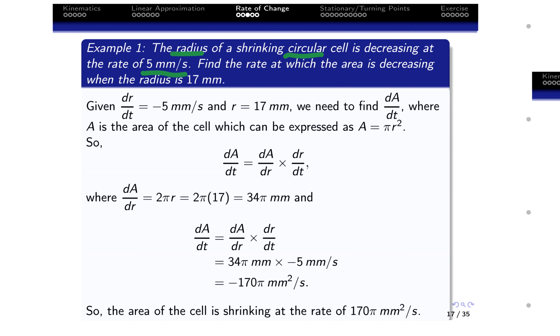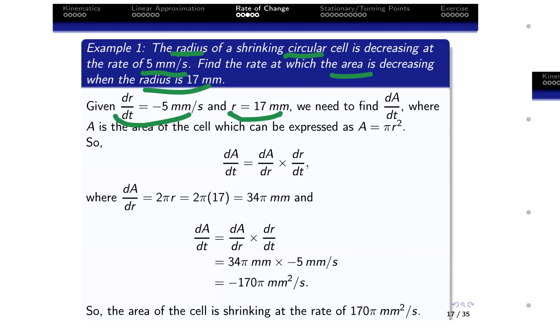So you have radius shrinking, that's negative, that's decrease, and the rate is 5 millimeter per second, that's minus 5 millimeter per second because it is decreasing. And you want to find the rate at which the area is decreasing when the radius is 17 millimeters. So you have been given that dr/dt, the rate at which the radius is changing, is negative, it's decreasing, that's minus 5 millimeter per second. And then you have information to verify: when the radius is at 17 millimeters. So what are we looking for?